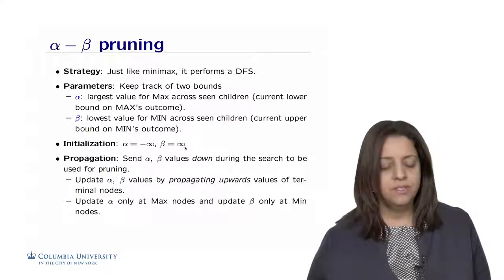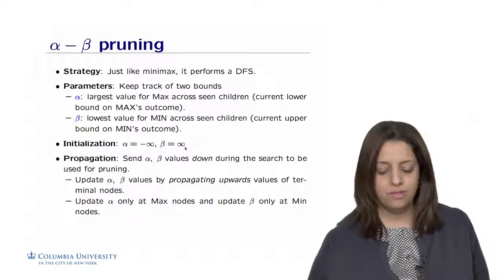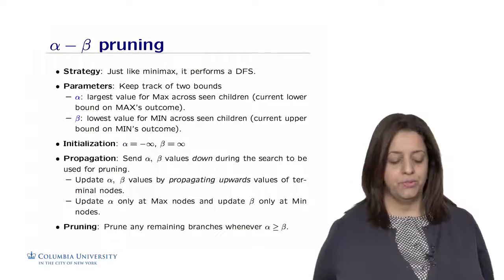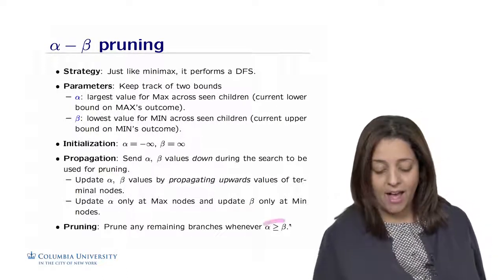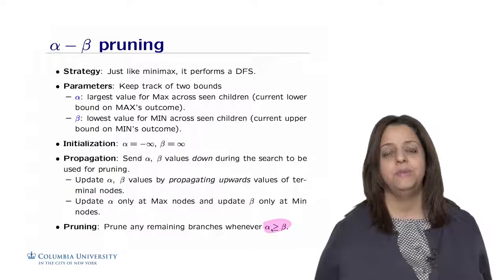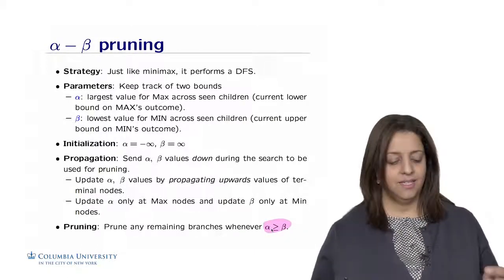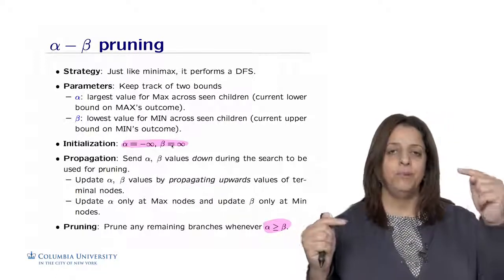So we're going to update alpha and beta values by propagating upward the values of terminal nodes. So how about the pruning? The pruning happens for any remaining branches whenever we have alpha bigger or equal than beta, which means that we're going to have alpha and beta starting from minus infinity and plus infinity, right?